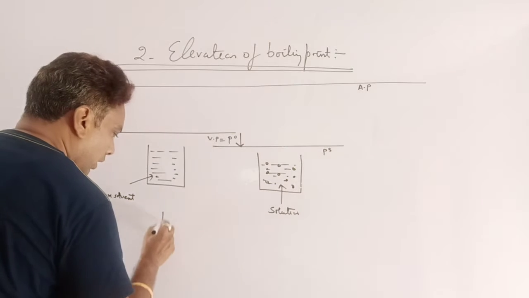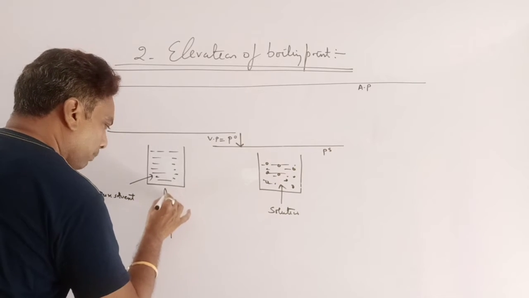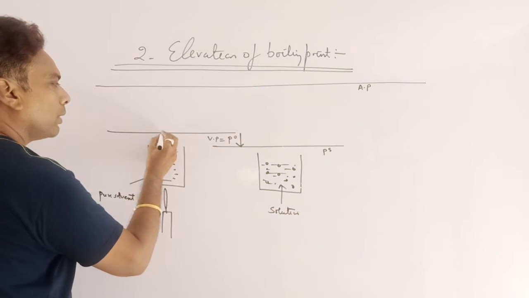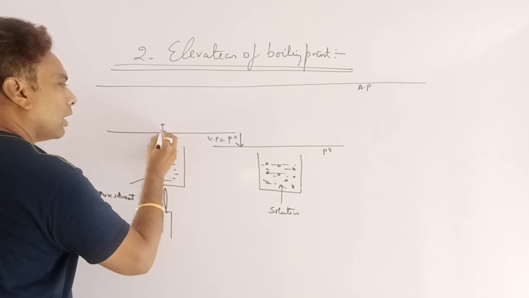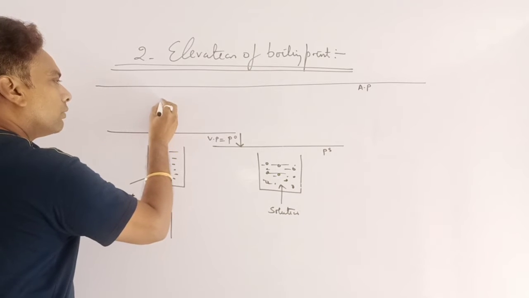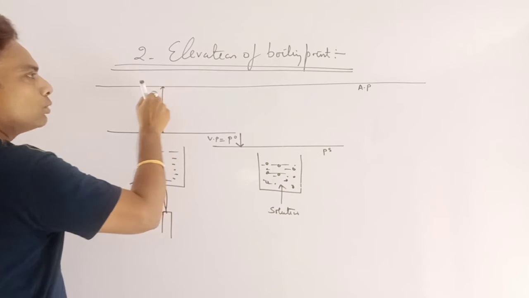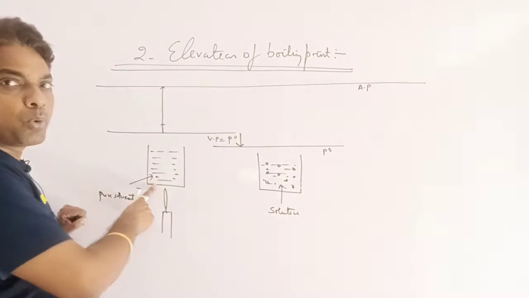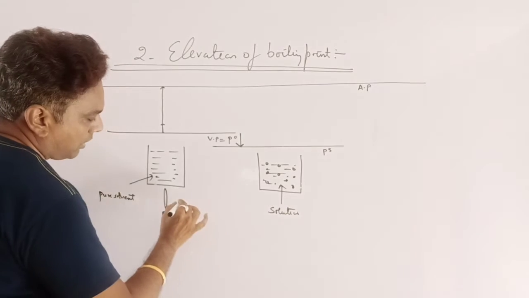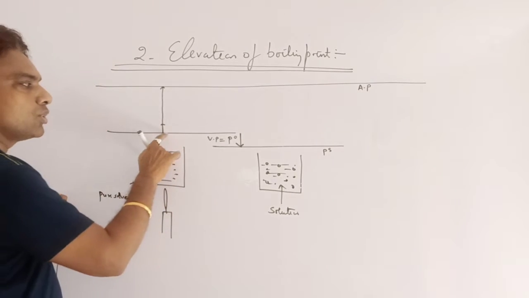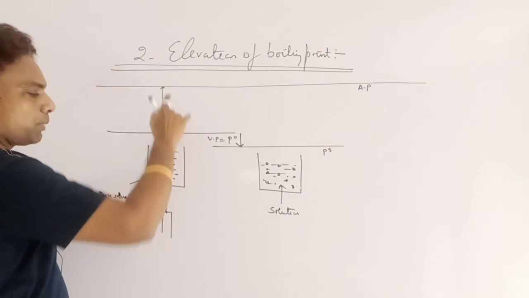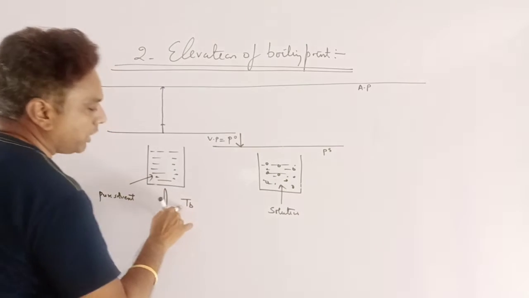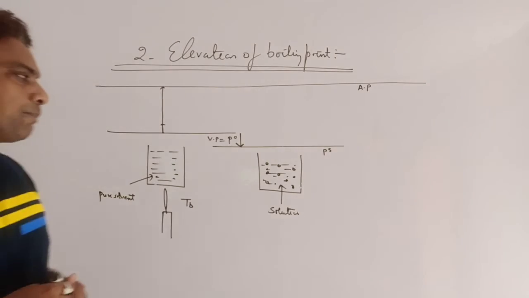Now if we start to heat the pure solvent, then the rate of vaporization will increase, so the vapor pressure will increase, and after some instant the vapor pressure is equal to atmospheric pressure, then this pure solvent will boil. The temperature at which the vapor pressure is equal to atmospheric pressure is known as the boiling point. Suppose TB is the boiling point of the pure solvent.